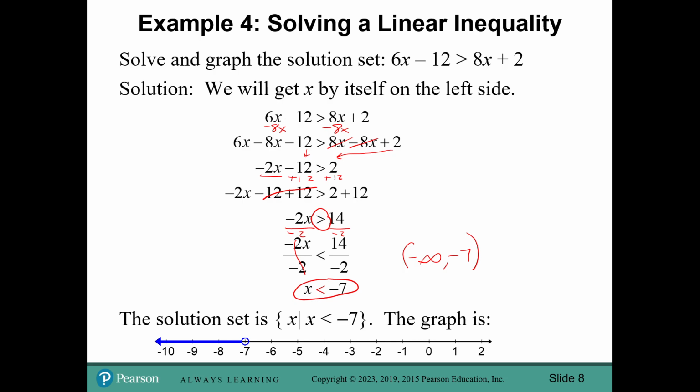Here it's not equal to. It's strictly less than negative 7. If you wouldn't have switched that inequality, you would have gotten it completely in the wrong direction. That is the only exception you need to worry about.